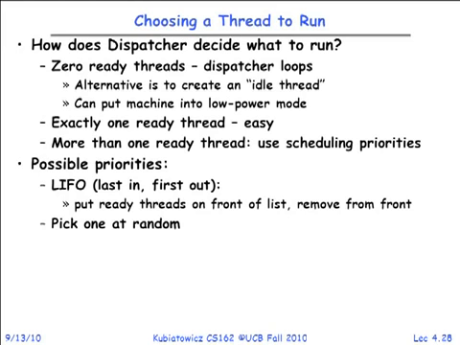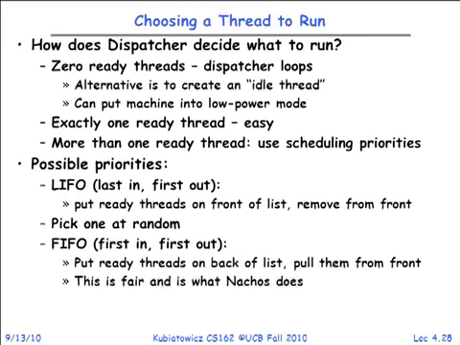You could do FIFO, so you could just have a queue where you put the guy on the tail and pick the guy off the head. Okay, certainly this is probably the simplest policy. How could you choose between these?